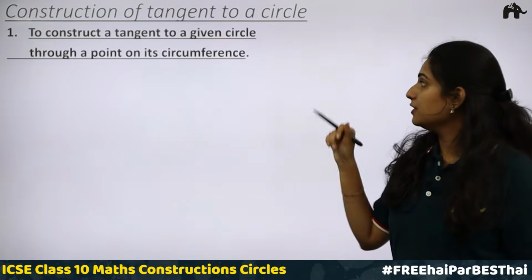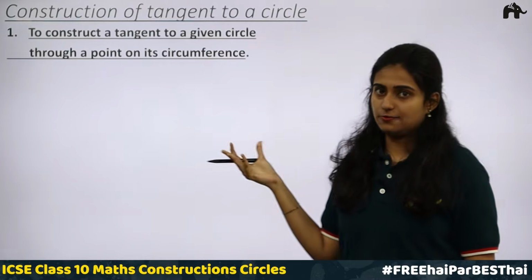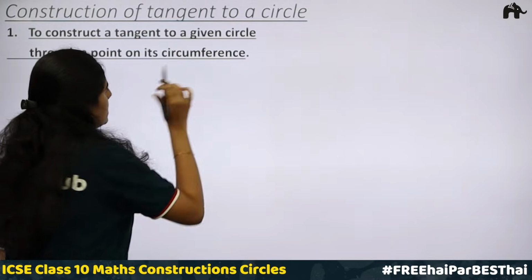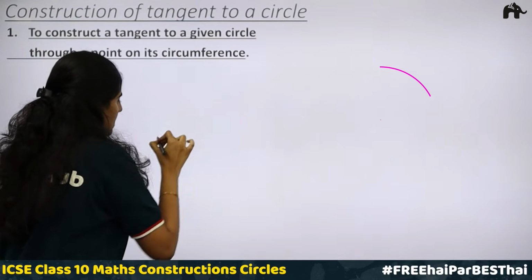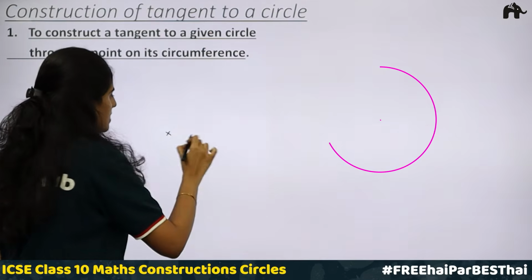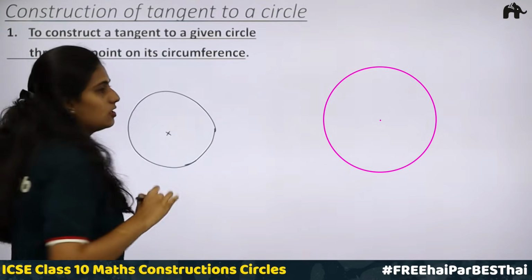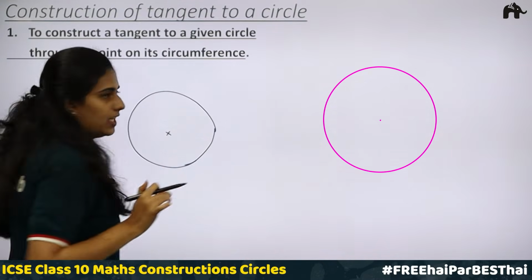We have 2 types. The first one is to construct a tangent to a given circle through a point on its circumference. A point lies on the circumference of circle. First, let us construct a circle. How to construct a circle? We have to take a center and some radius. Using compass and pencil, you all know how to construct a circle. So, this is my required circle.